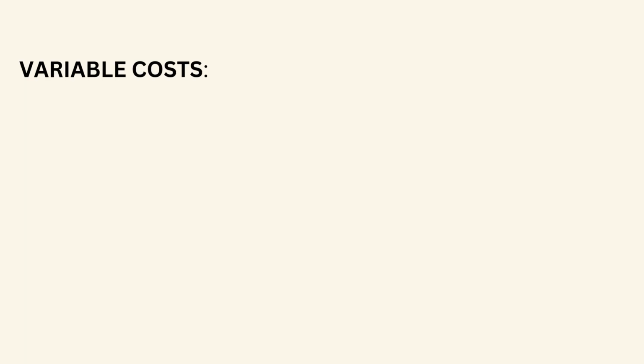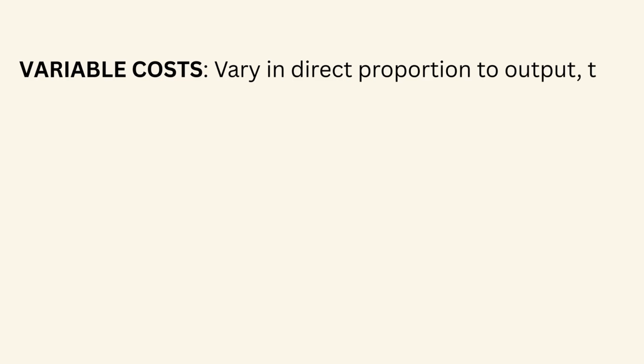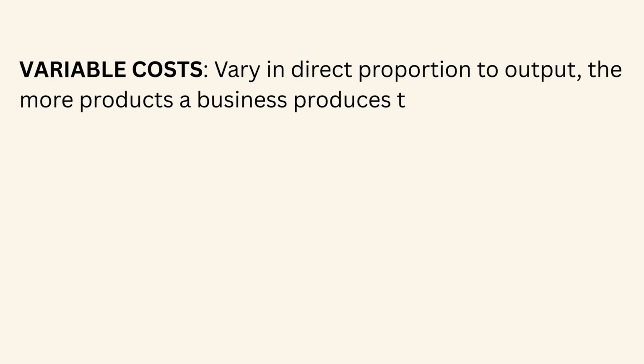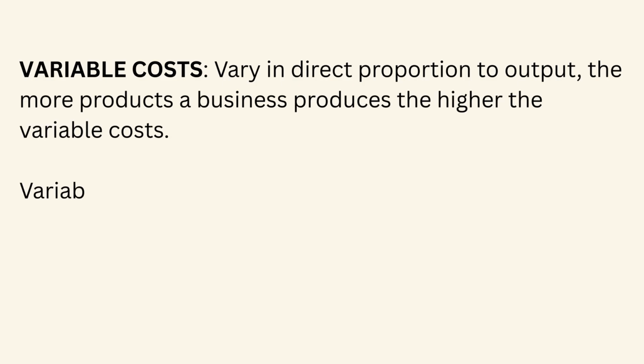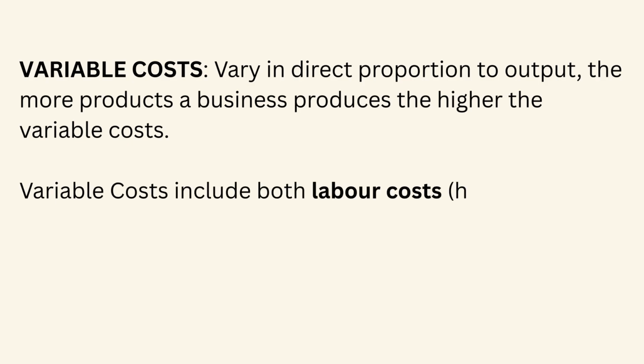Variable costs are costs linked directly to production. The more products a business produces, the higher the total variable costs will be. Total variable costs are the labour and materials costs added together.